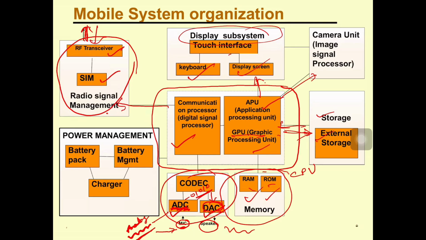Now, power management. As you know, mobile is a portable device, so it needs to be charged continuously. For charging, power management is used. The power management consists of the battery pack, battery management and charger. This is all about the mobile system organization.